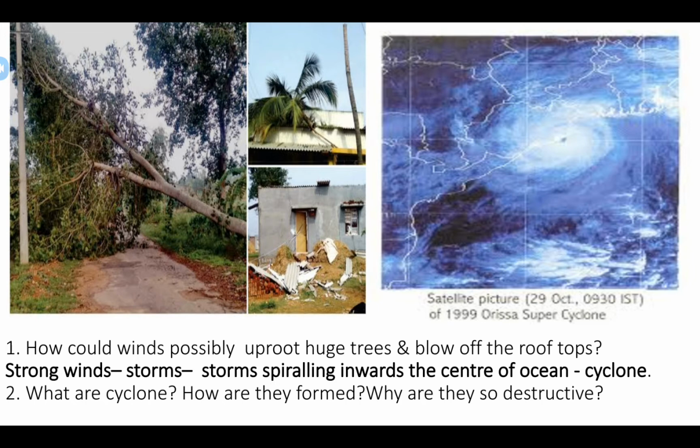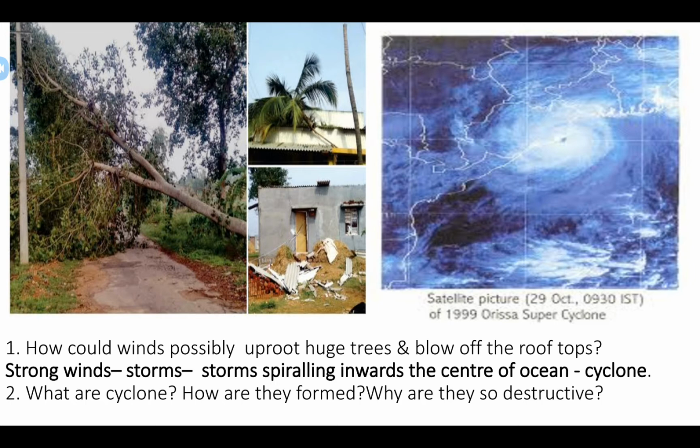The moving air blows at high speed, we can call strong winds. When these storms spiral inward towards the center of the ocean, it leads to a cyclone. So cyclones mainly damage a lot of public and a lot of property. Clear? So what are cyclones? How are they formed? Why are they so destructive?